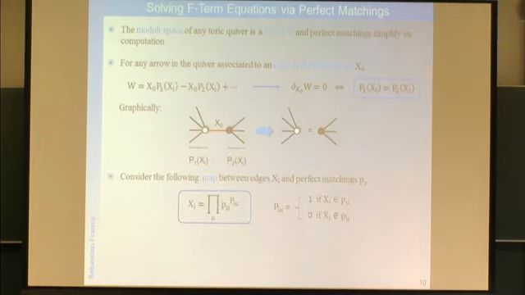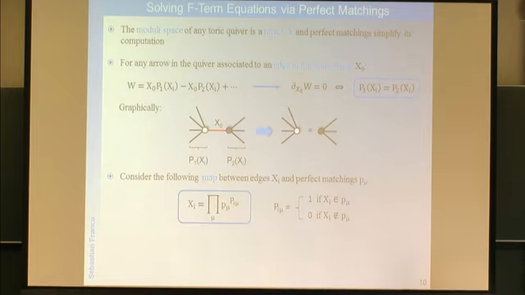Okay, so now let me say why perfect matchings were useful. We can solve these equations, but let's consider the following map. I'm going to use the perfect matchings, which I call p_mu, as my new variables, and I'm going to say that every x is the product of all the perfect matchings that contain x.